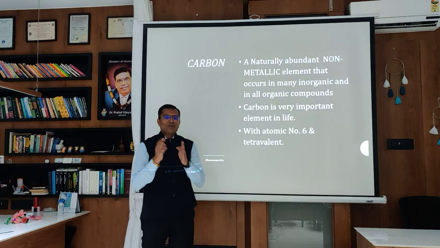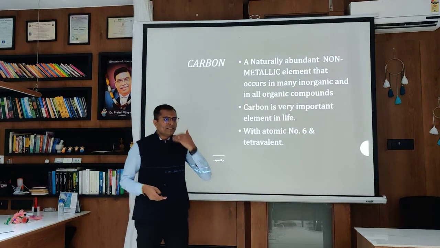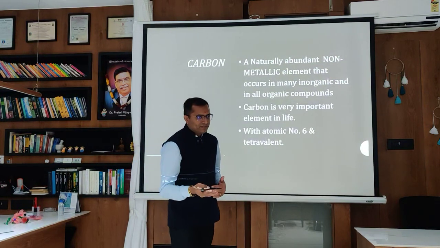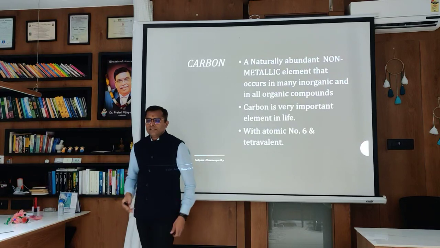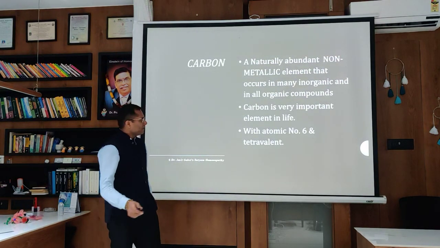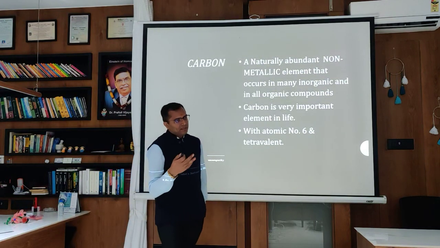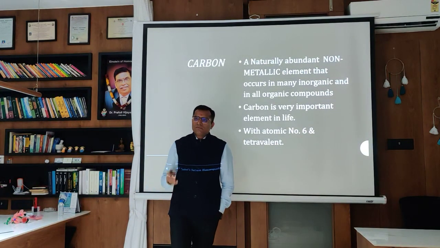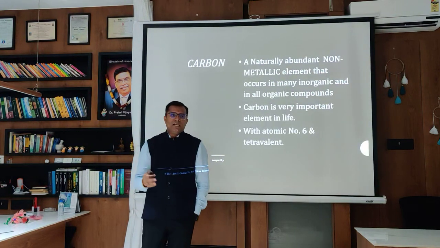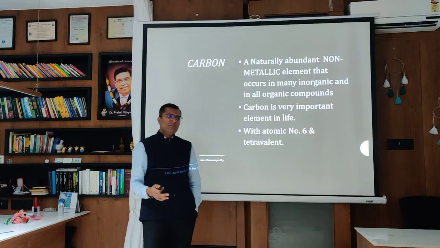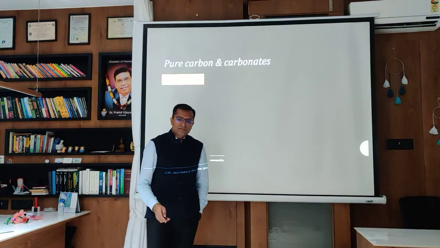So carbon and oxygen. So when we breathe, we take the oxygen inside and carbon comes out. So this is what we have, abundant carbon in our life. And the atomic number in the periodic table is 6, and it is tetravalent. That means 4 electrons are attached with the carbon, and it forms different components of the carbon. So pure carbons and carbonates.